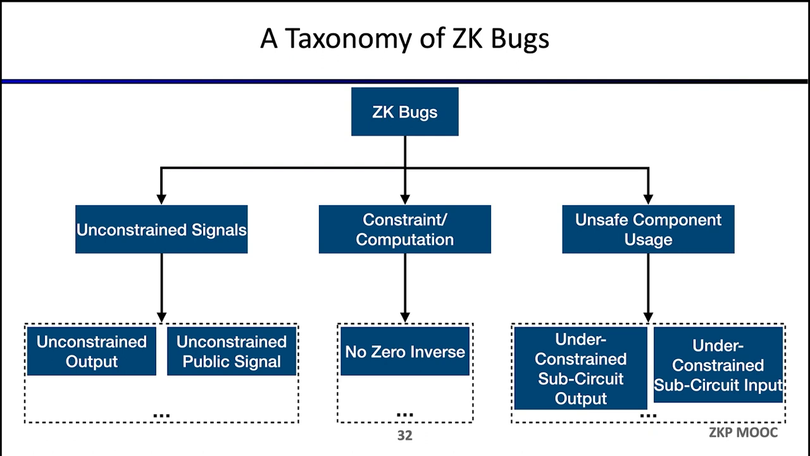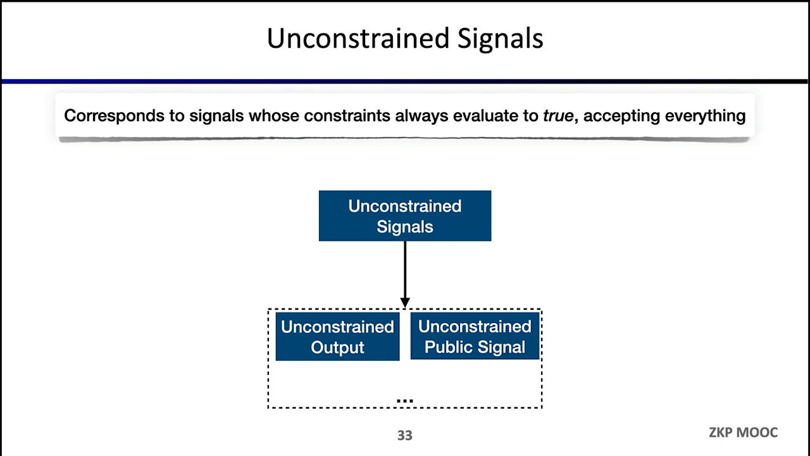The first category is called under-constrained signal. As the name indicates, an under-constrained signal happens when a constraint was evaluated to be true. In this case, the circuit is able to accept everything because there's no constraint over those signals. The signal can be either an output signal or any public signal that can be accessed by the participants. Okay, and let's go over a concrete example.